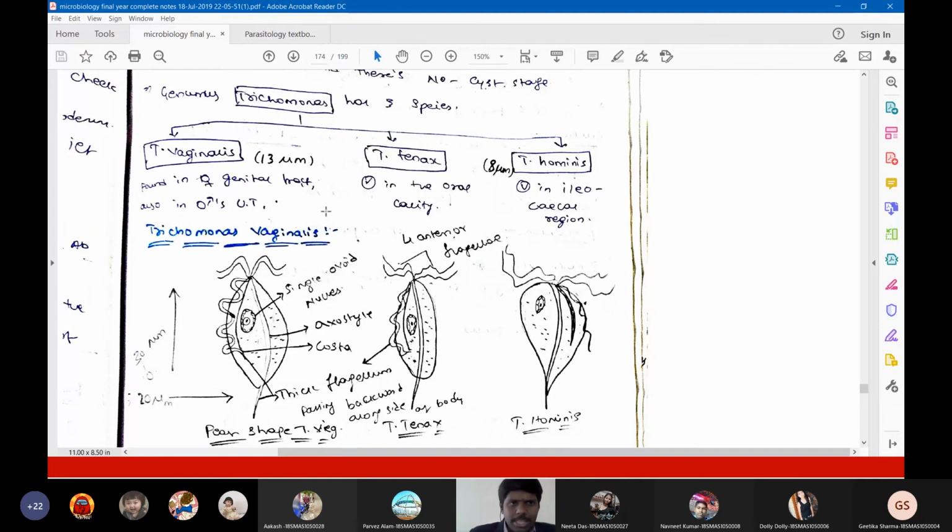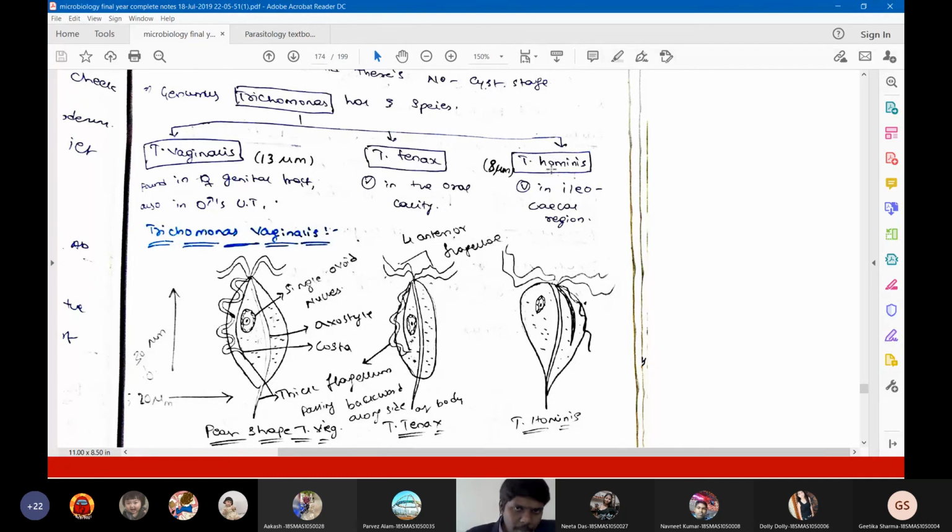Now, when we say Trichomonas vaginalis, it doesn't mean it always infects women. It will also infect males due to sexual intercourse. In women, Trichomonas vaginalis will cause genital tract infection, whereas in males it will cause urethral infection, urinary tract infection. Whereas Trichomonas tenax will cause oral infection.